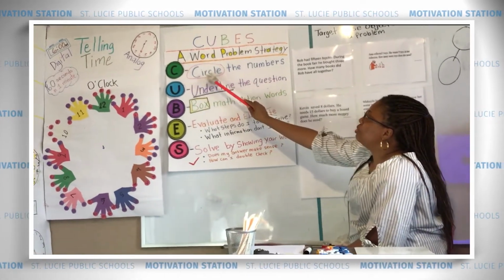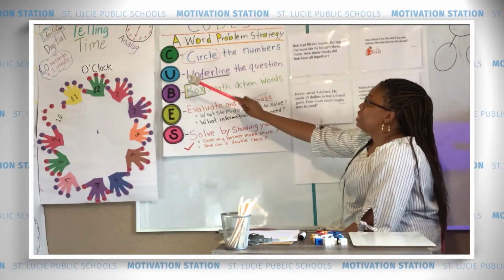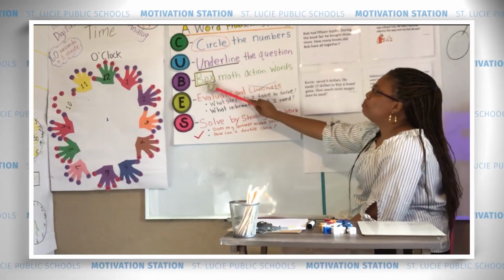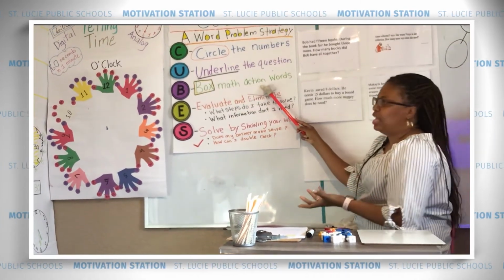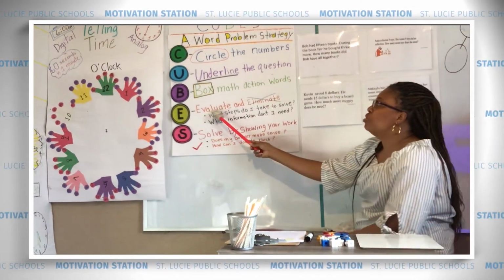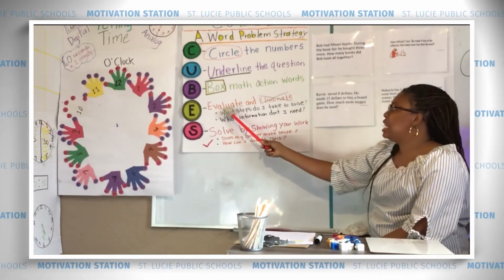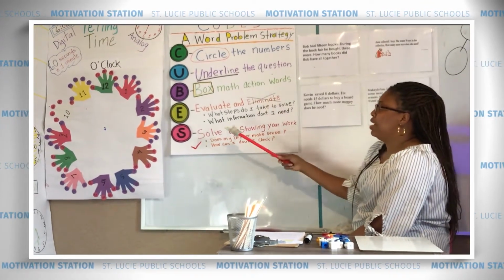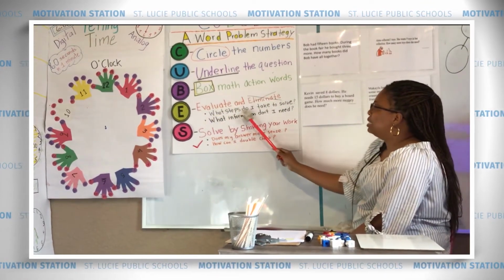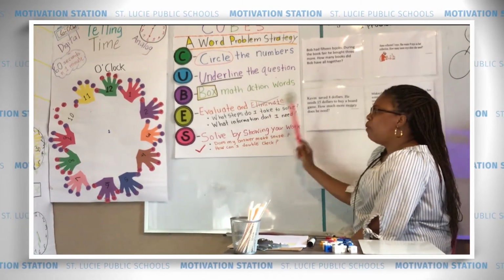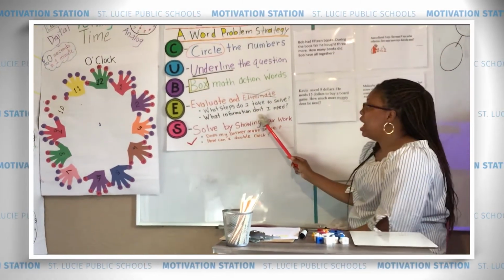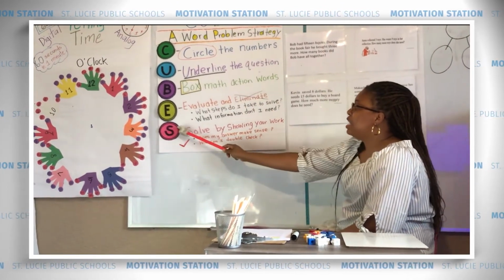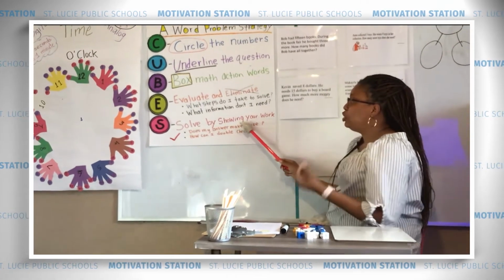So the first thing you'll do is circle the numbers. Next thing you'll do is underline the question. The next thing you'll do is box any math action words, if there are any. And the next thing you'll do, you're going to evaluate and eliminate. If there is something that doesn't make sense, you are going to get rid of it. Now, you ask yourself, what steps do I take to solve? What information don't I need? If you don't need information, you're going to eliminate it. And the final thing you're going to do is solve by showing your work.